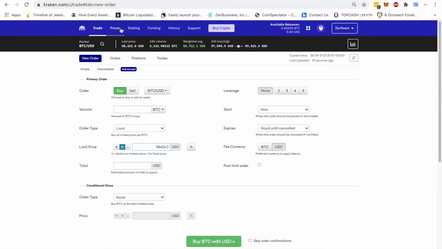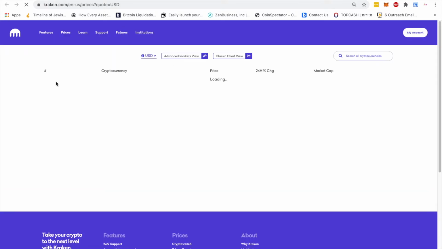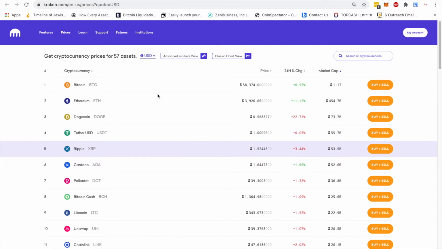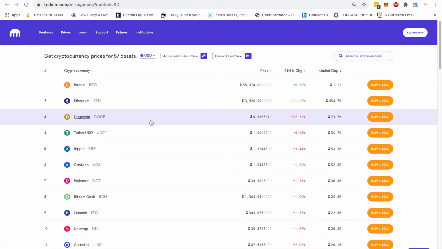Alright, and then we have the prices. You can literally see here all the prices of cryptocurrency. At the moment, Kraken has 57 different crypto assets.